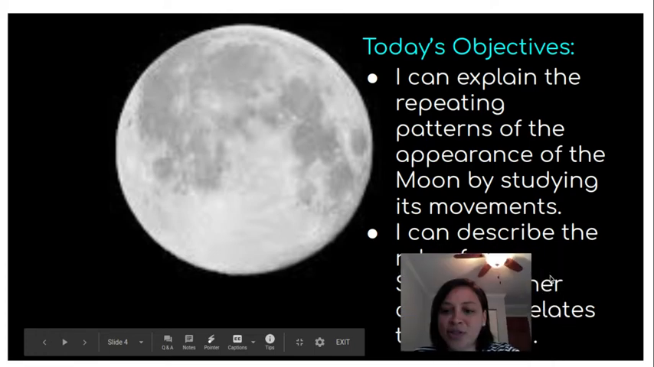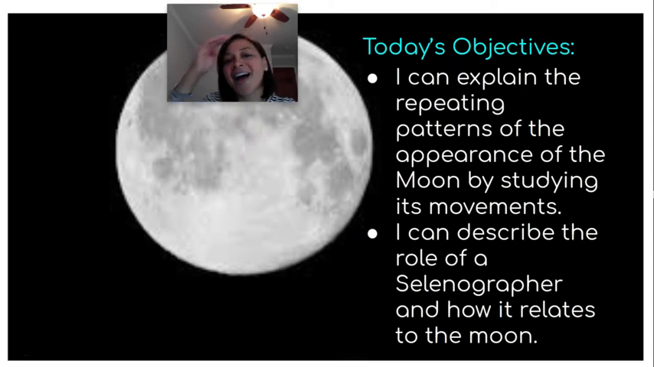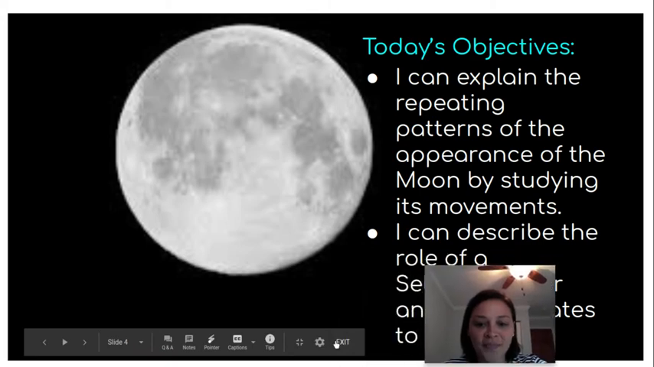All right, today's objectives. I can explain the repeating patterns of the appearance of the moon by studying its movements. And I can describe the role of a selenographer and how it relates to the moon. All right, so we are going to get ready for learning.